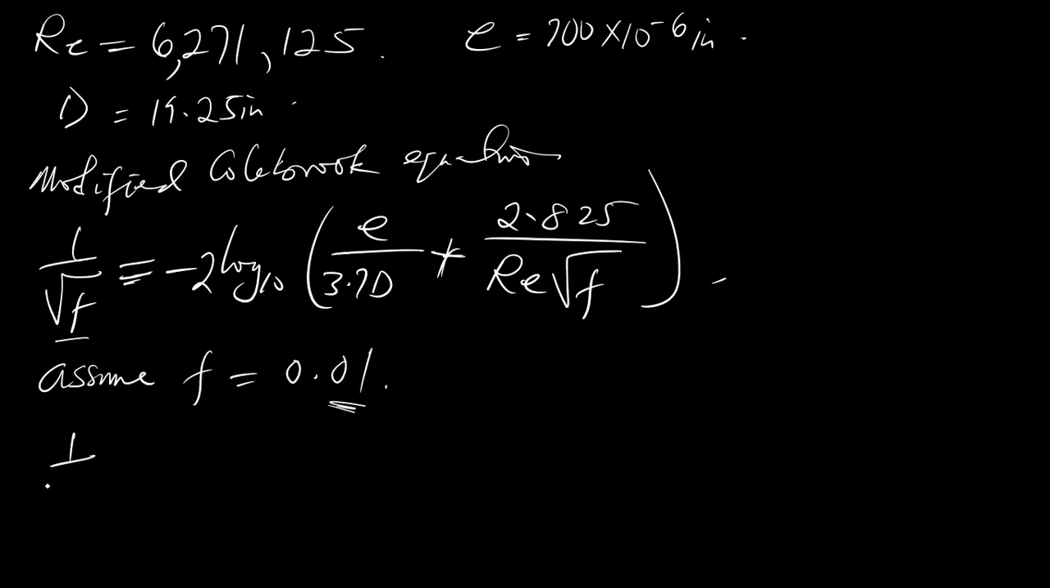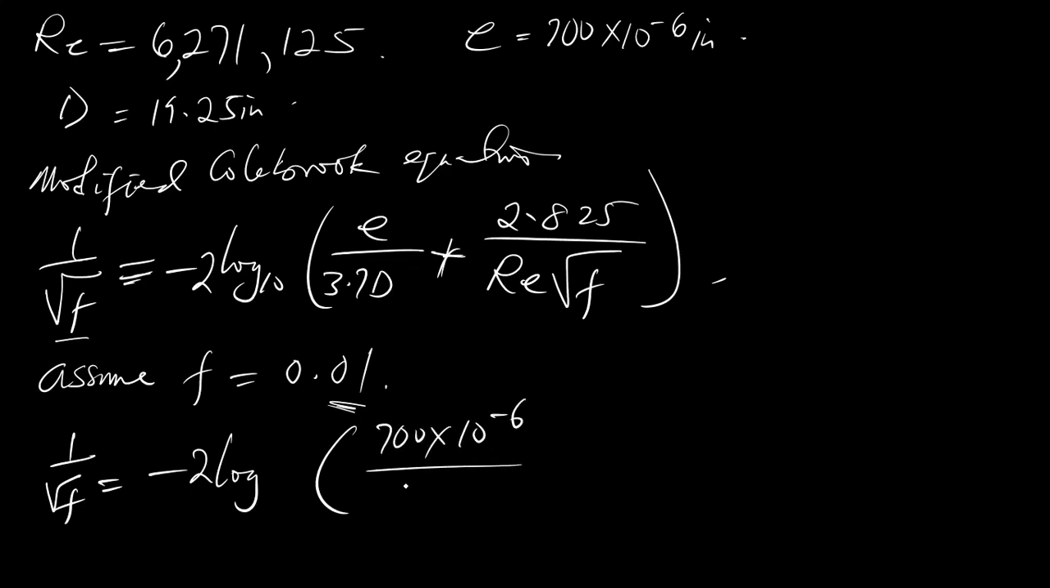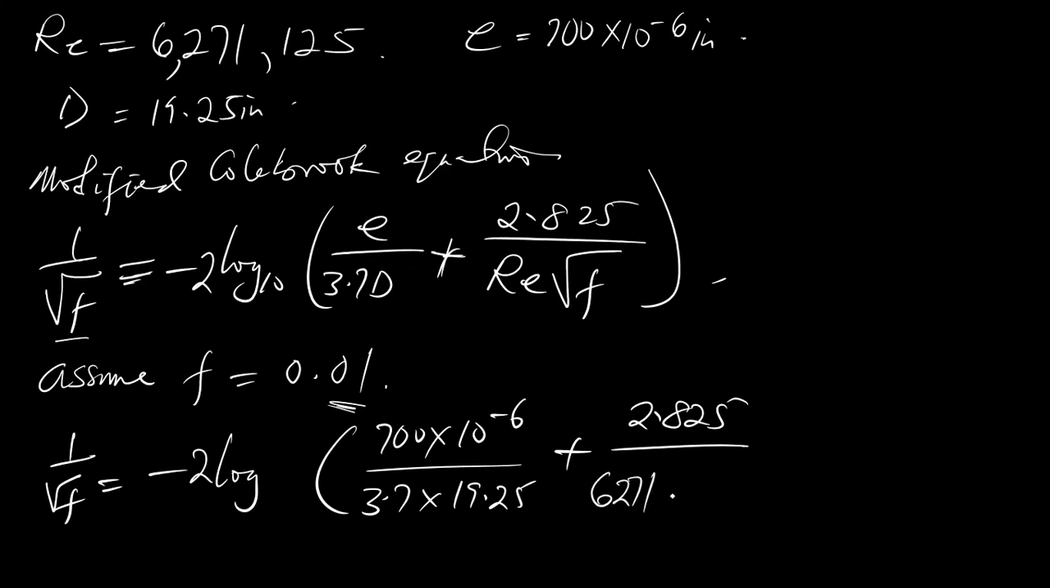So we now say 1 over the square root of f is equal to minus 2 log of e, which is 700 times 10 raised to minus 6, divided by 3.7 times 19.25, plus 2.825 divided by the Reynolds number, 6,271,125, times the square root of 0.01, to base 10. So let's make use of our calculator here.